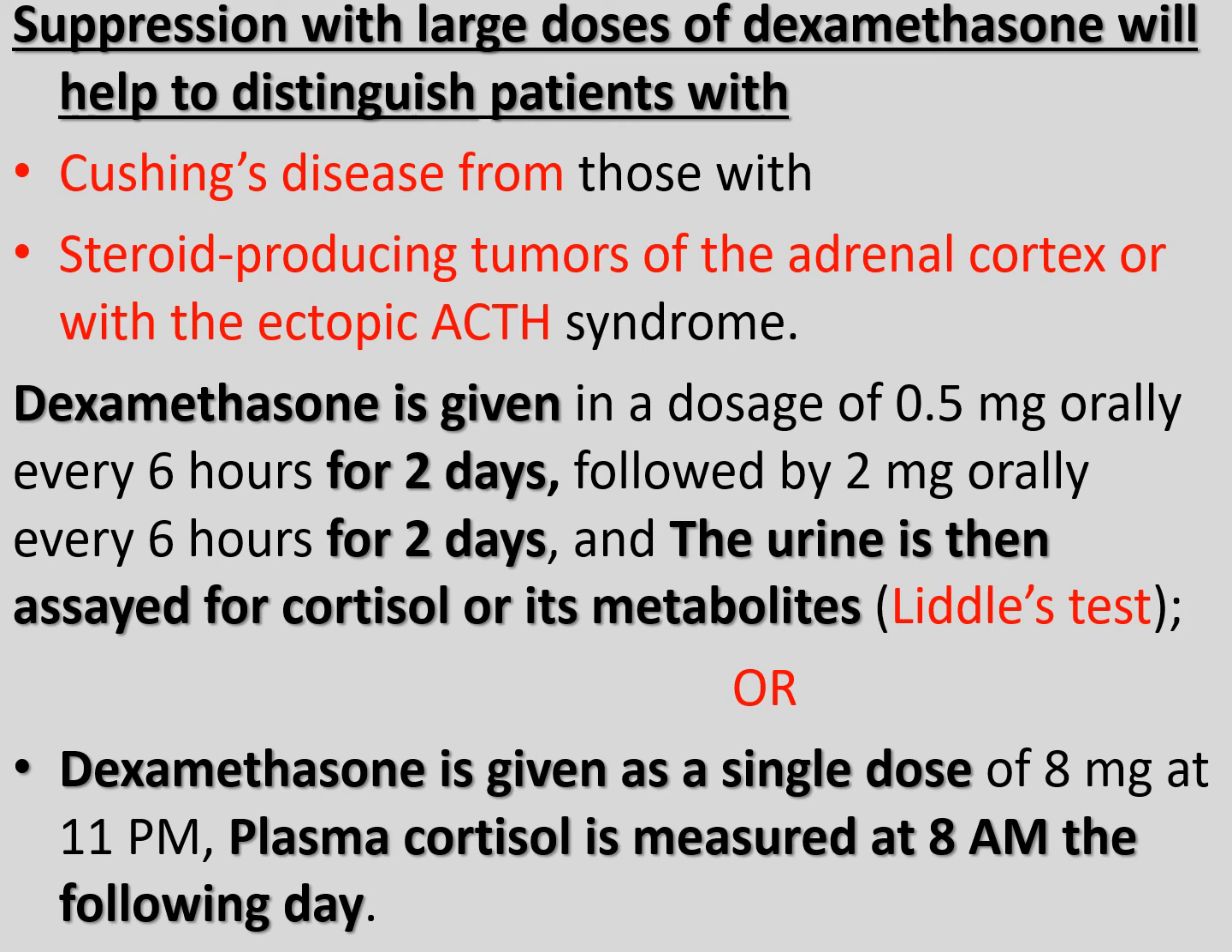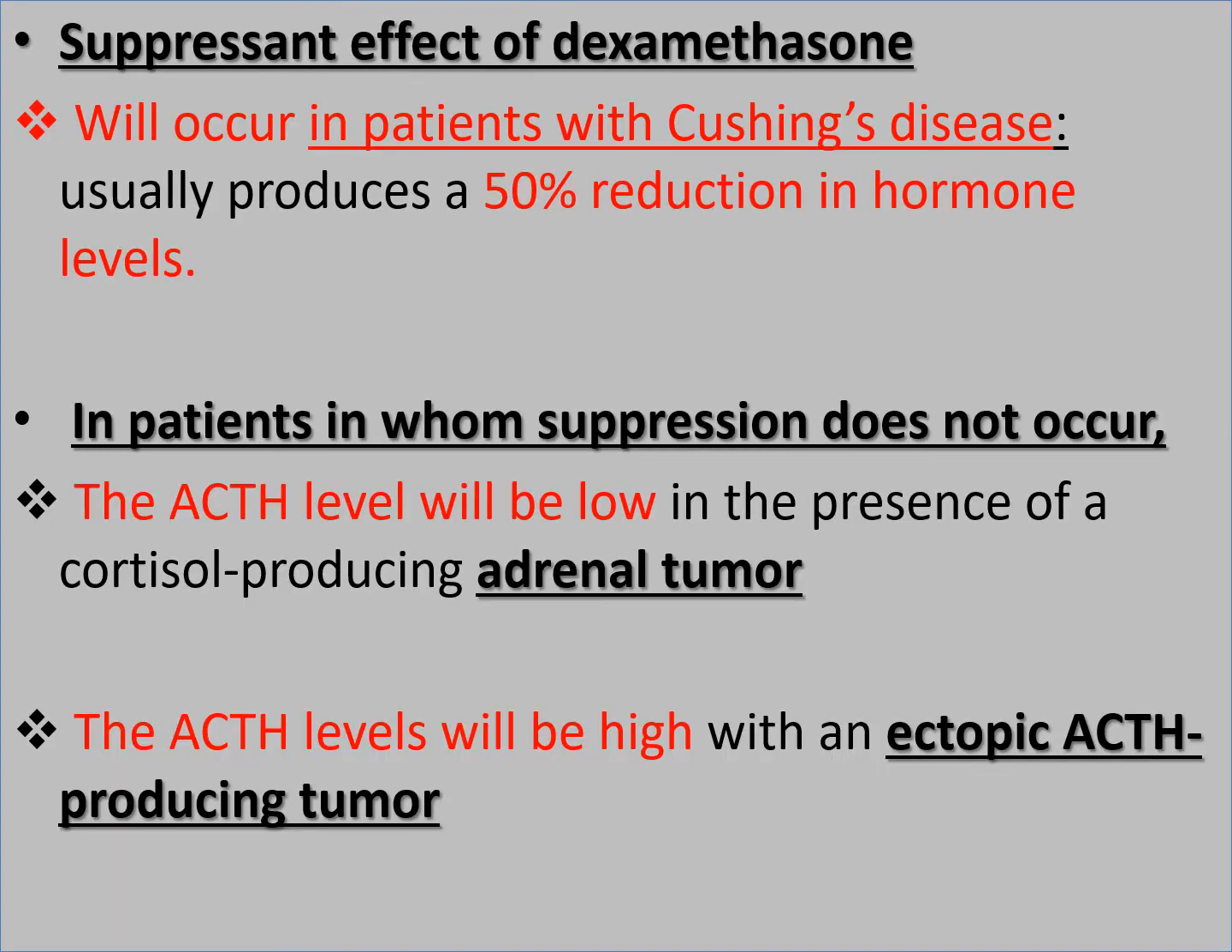And then there is another method, giving a single dose of 8 milligram at 11 p.m. and then the plasma cortisol is measured at 8 a.m. the following day. This suppressant effect of dexamethasone will occur in patients with Cushing disease, and it will cause a 50% reduction in hormone levels.